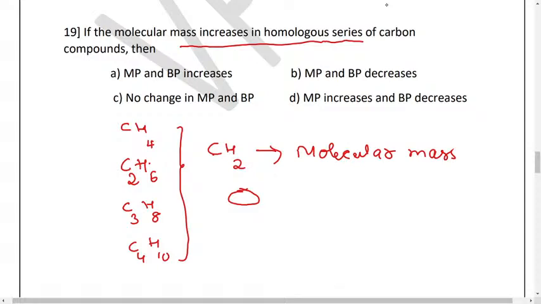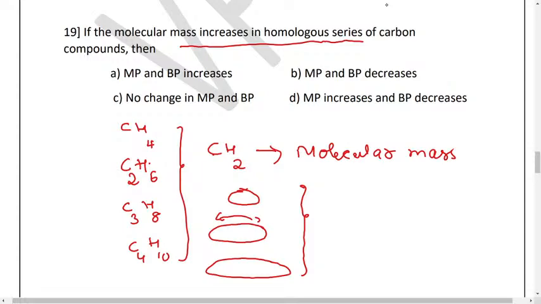Ethane, 1 carbon and 2 hydrogen increases, means size increases. Understood? Propane, again from ethane to propane, 1 carbon, 1 hydrogen increases, means again the size increases. Dear students, size increases as the number of atoms increases. Therefore, the molecular mass anyway increases. Now, what happens as the size increases? Surface area increases. Understood? Surface area increases.